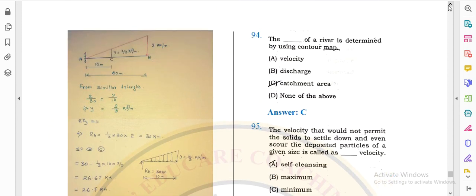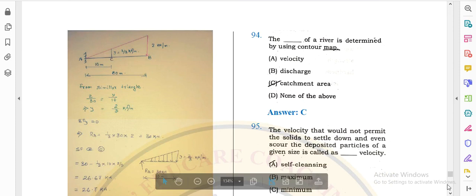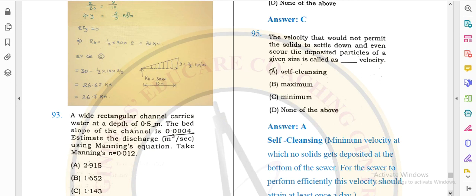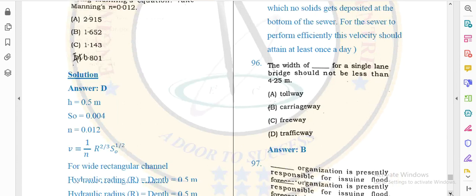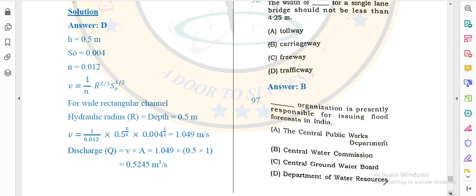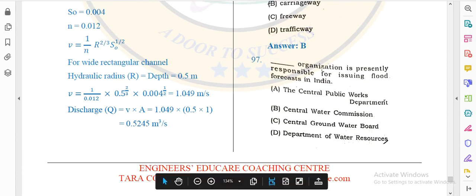Question number 94. The catchment area of a river is determined by using contour maps. The velocity which would not permit the solids to settle down and even scour the deposited particles of a given grain size is called self-cleansing velocity. The width of a single lane bridge should not be less than 4.25 m. So the option is carriageway. Okay, carriageway width is 4.25. Which organization is presently responsible for issuing flood forecasts in India? So Department of Water Resources.